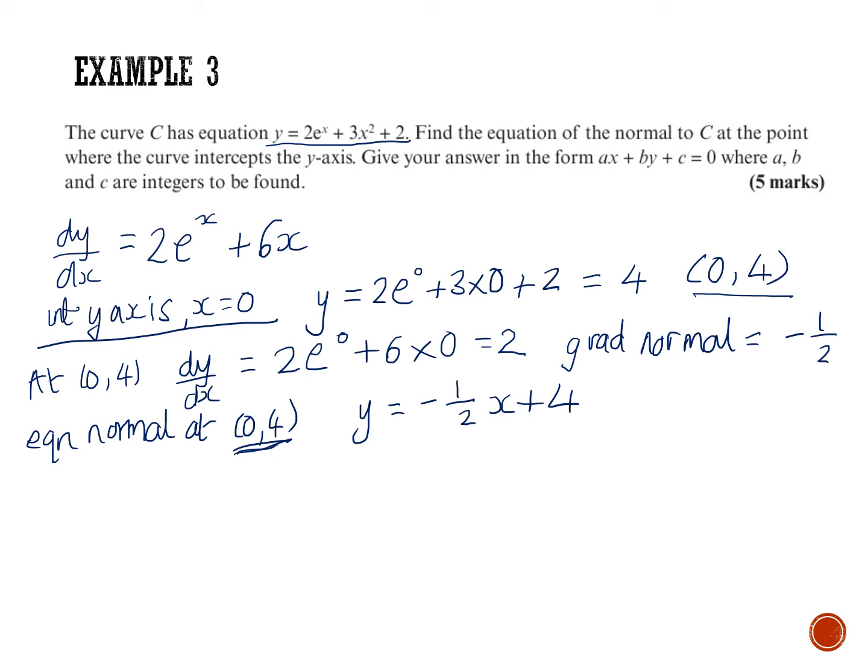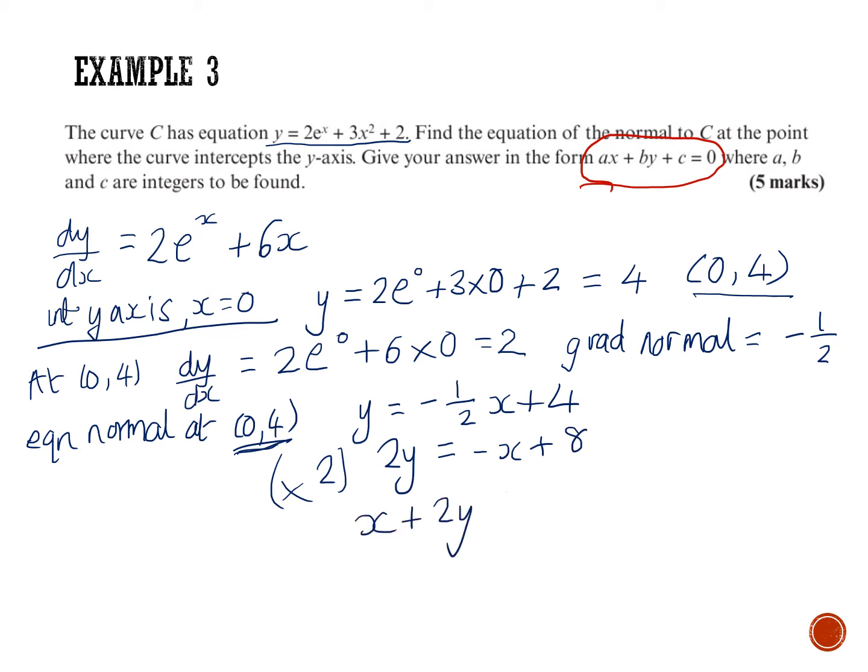So the only thing I want to do now, let's go and look at my question. Let's make sure I'm not going to throw any marks away. Oh, they don't want it in that form, they want it in that form. So do make sure you write it in that form. So I'll times by 2 first, to get rid of my fractions, 2y equals minus x plus 8. They want it all on one side equals 0. So x plus 2y minus 8 equals 0.